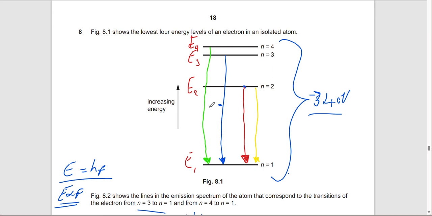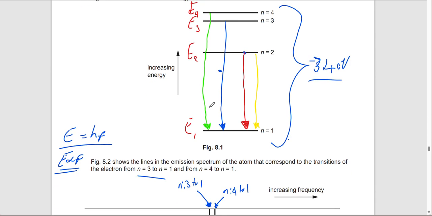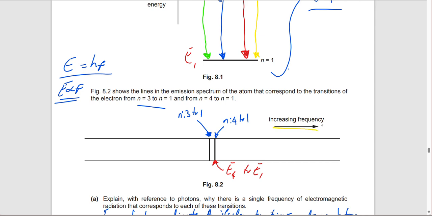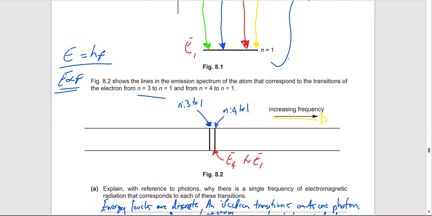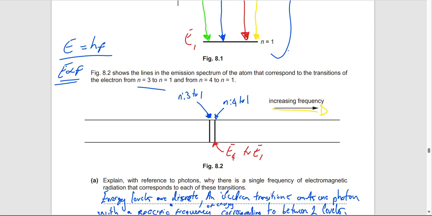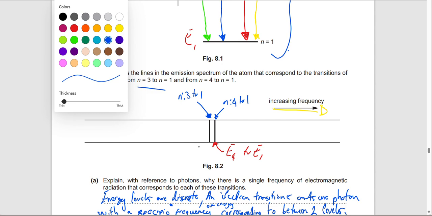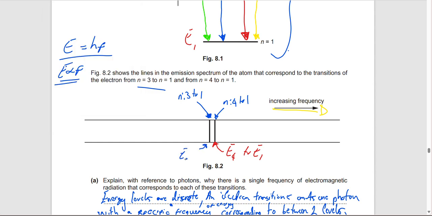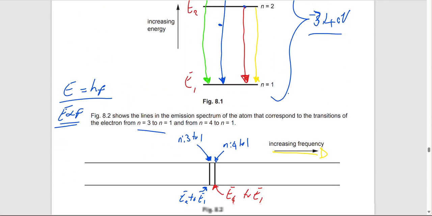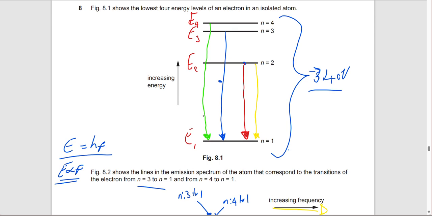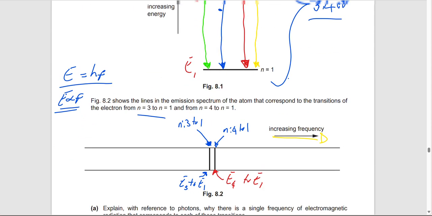So these are the energy levels that we have, right? So from n equals to 4 to n equal to 1, greatest energy change, so greatest frequency. Remember, frequency is increasing going to this side. And then the next frequency from n equal to 3 to n equal to 1, which is E3 to E1, right? Now, the difference in frequency between the green and the blue line is just this part right here, which I'm shading. So that is why these lines are close to each other, right?